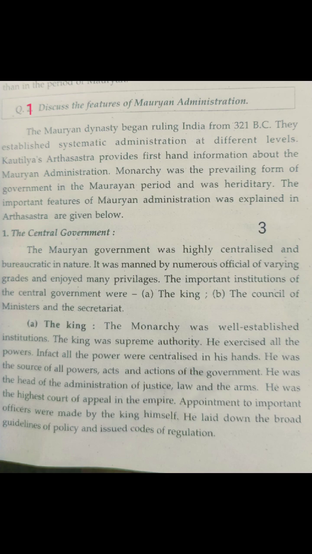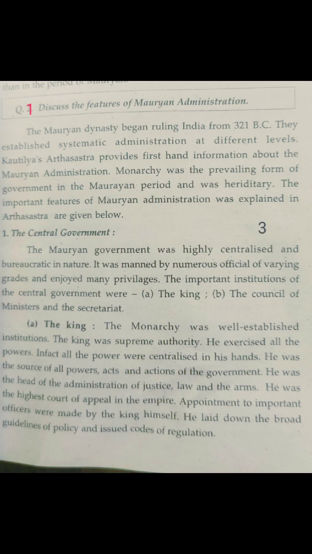The monarchy was a well-established institution. The king was the supreme authority. He exercised all the powers. In fact, all the powers were centralized in his hands. He was the source of all powers, acts and actions of the government. He was the head of the administration, judges, law and arms. He was the highest court of appeal in the empire.